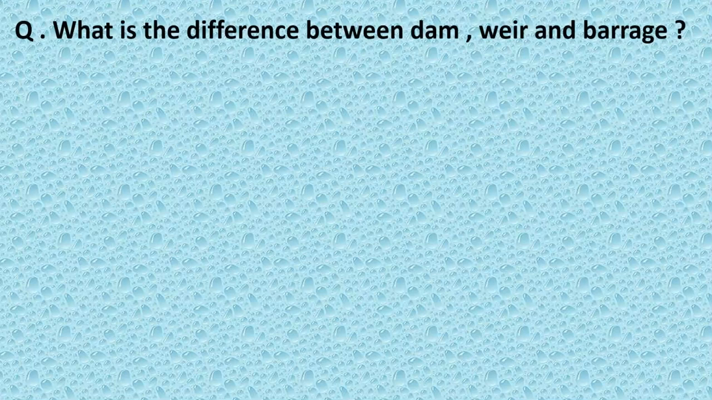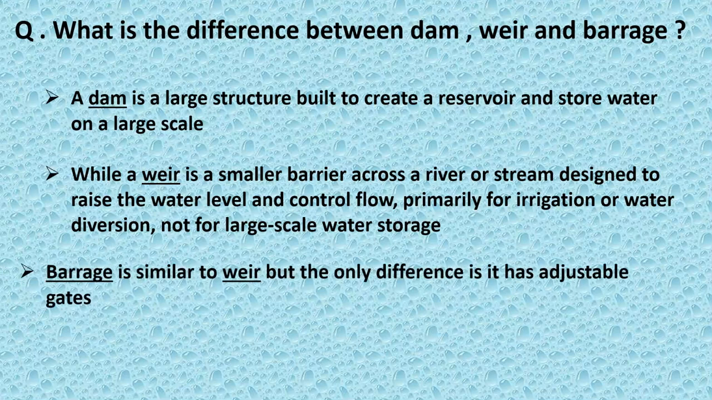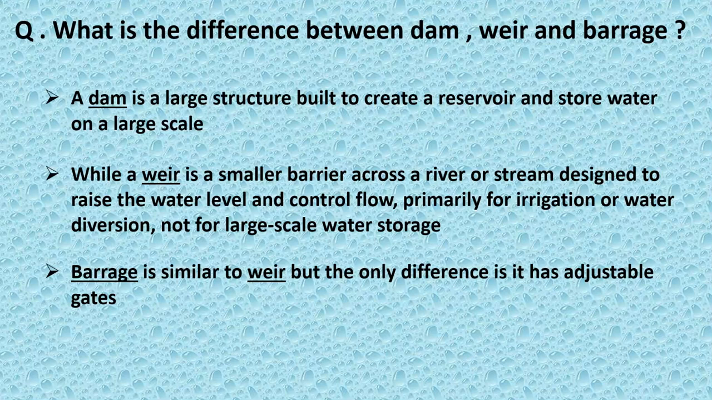What's the difference between dam, weir, and barrage? A dam is a large structure built to create a reservoir and store water on a large scale, while a weir is a small barrier across a river or stream designed to raise the water level and control flow, primarily for irrigation or water diversion, not for large-scale water storage. Barrage is similar to weir, but the only difference is that it has adjustable gates.